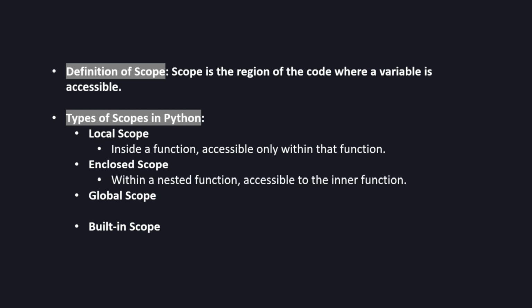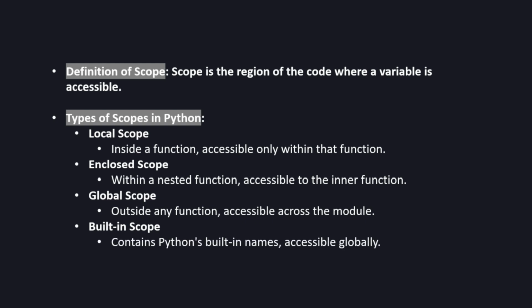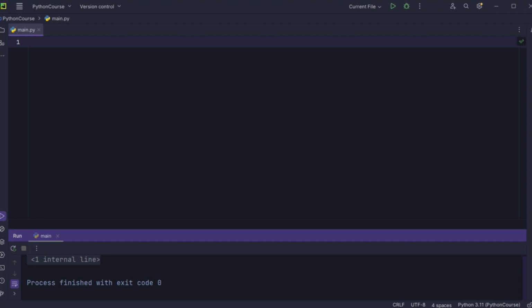In enclosing scopes, variables in the local scope of any enclosing functions, such as a nested function, are accessible. In global scope, variables are declared at the top level of a script or module and accessible throughout the script. And finally, the built-in scope: variables provided by Python that are always available, like print, len, all these names associated with the functions. So let's start by looking at local variables.